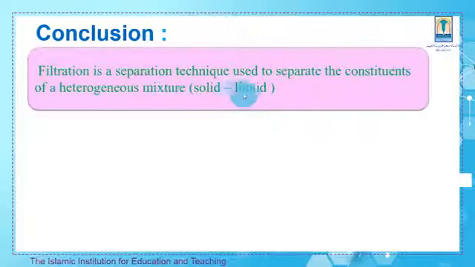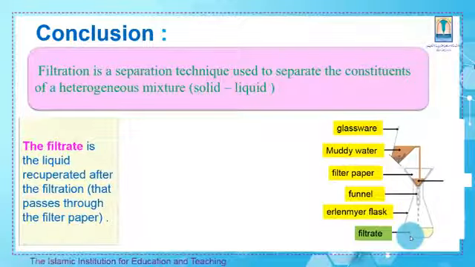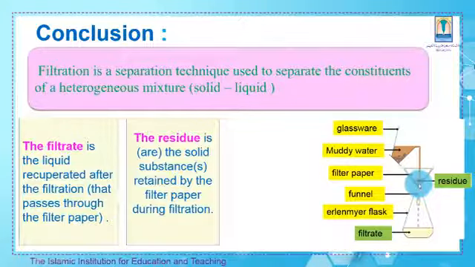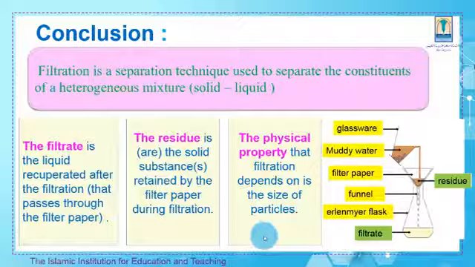Conclusion: filtration is a separation technique used to separate the constituents of a heterogeneous mixture of solid and liquid constituents. The materials we used in filtration are glassware, muddy water, filter paper, funnel, and Erlenmeyer flask. The filtrate is the liquid recuperated after filtration that passes through the filter paper. The residue is the solid substance retained by the filter paper during filtration. The physical property that filtration depends on is the size of particles.